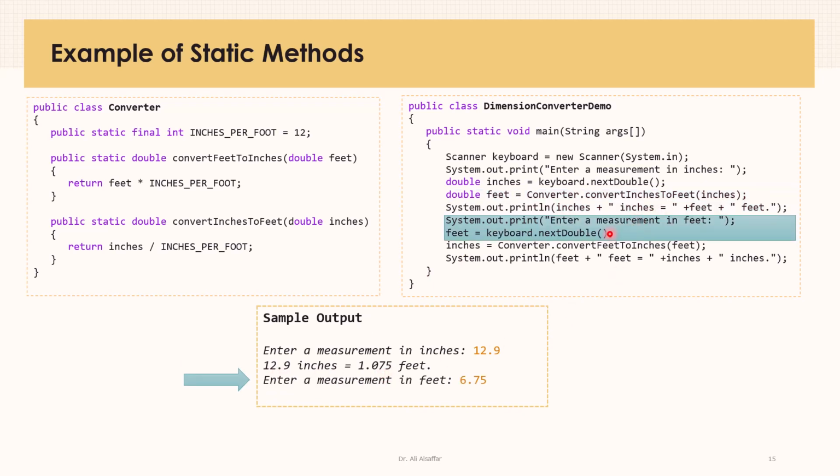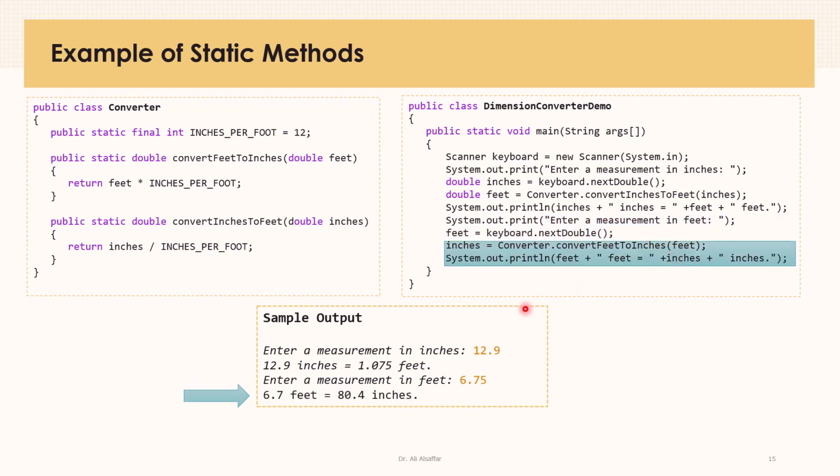Later, we will ask the user again to enter a measurement in feet. And this is the question, enter a measurement in feet. And if the user typed 6.75, and again, if we want to convert this measurement in feet into inches, we call the method convert feet to inches from the class directly because it is a static method. So we write Converter dot, and we invoke the method, supplying the value of feet as an input parameter. When it is called, it will return a value that is converted into inches, and it will be displayed on the screen. 6.7 feet is equal to 80.4 inches.